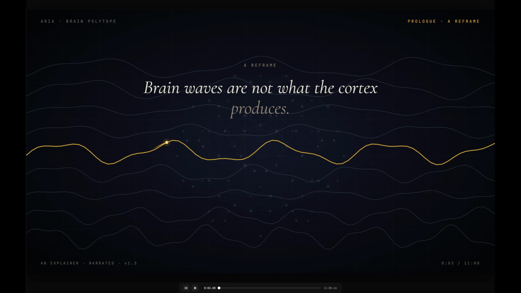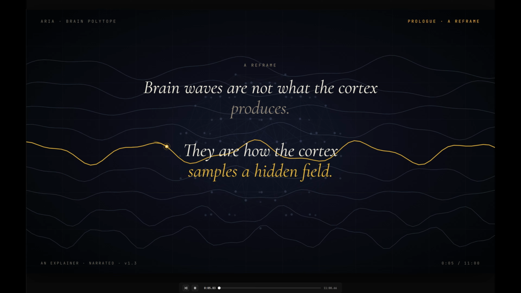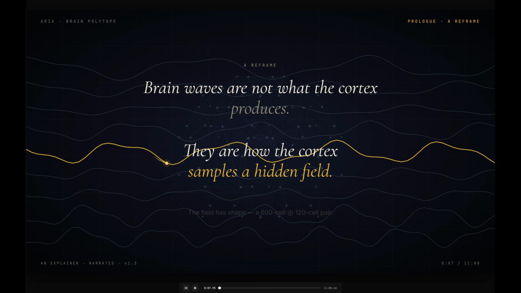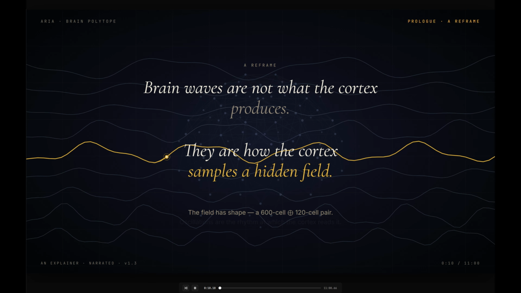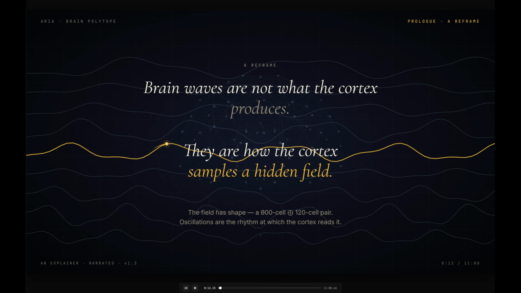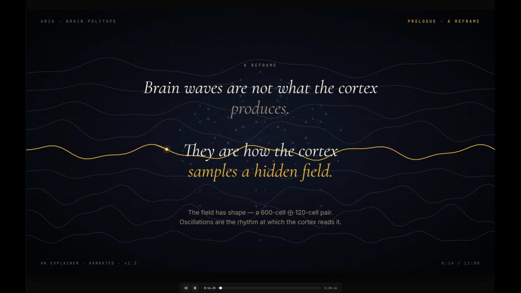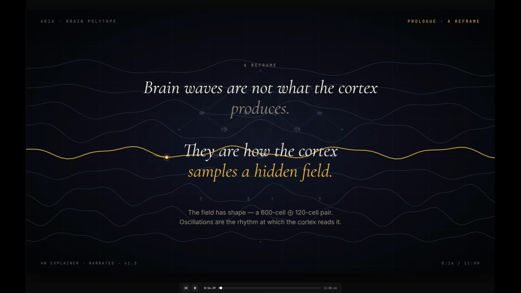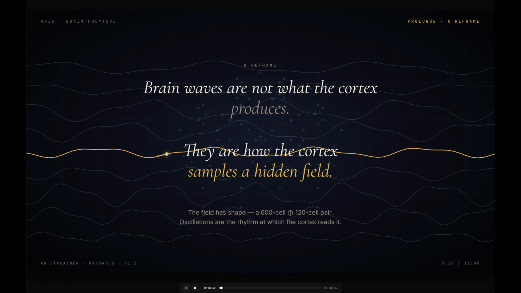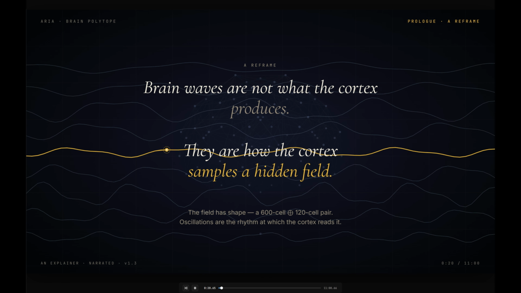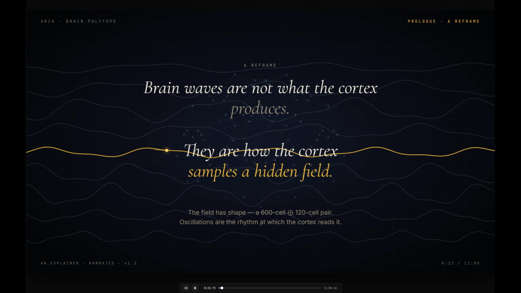Brainwaves are usually described as something the cortex produces. But there's another way to read them. What if brainwaves are not the output of the brain, but the sampling rhythm of the brain? In this model, the cortex is not merely generating oscillations. It is reading a hidden constraint field. And that field may have geometry.